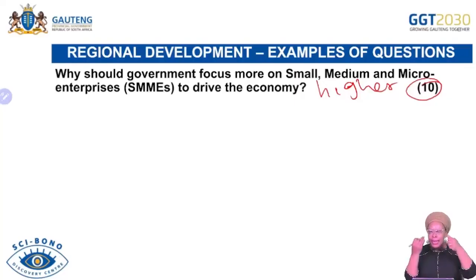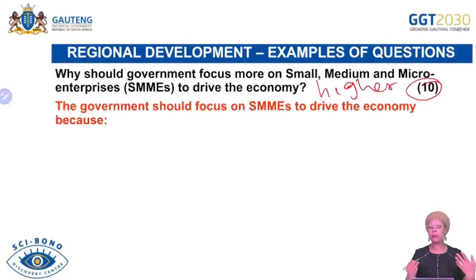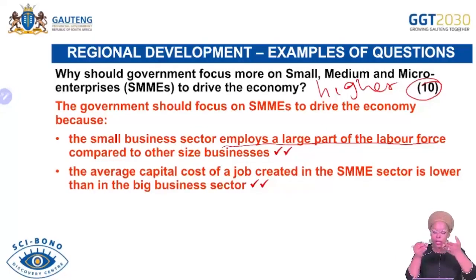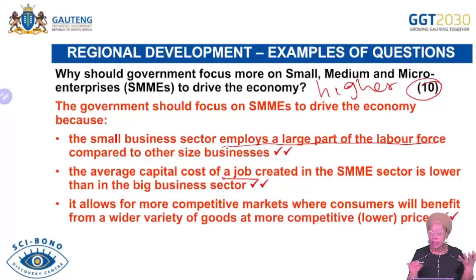So if you think, you will realize that if you link this to the benefits that I've mentioned, you can go score marks. Okay, the benefit of small businesses. The small business sector employs a large part of the labor force. That is why the government should focus more on them. The average capital cost of a job created in the SMME sector is lower than in the big business sector. So the government should focus on these small, medium, and micro businesses so that they are able to provide more job opportunities. Otherwise, they will provide fewer job opportunities if they are not supported.